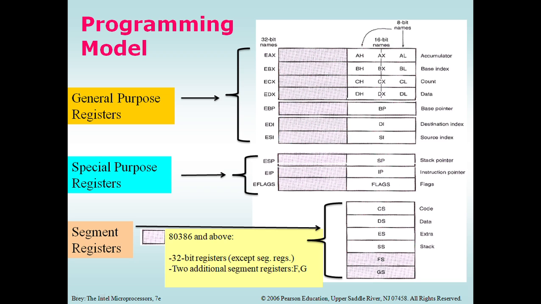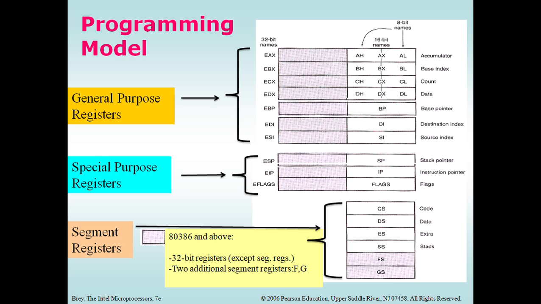So the registers shown here are the programmer visible registers. These are the registers that a programmer can refer to during the programs. While writing a program, a programmer must know the names and the size of the registers to use while writing the programs. These registers can be categorized as general purpose registers, special purpose registers, and segment registers.